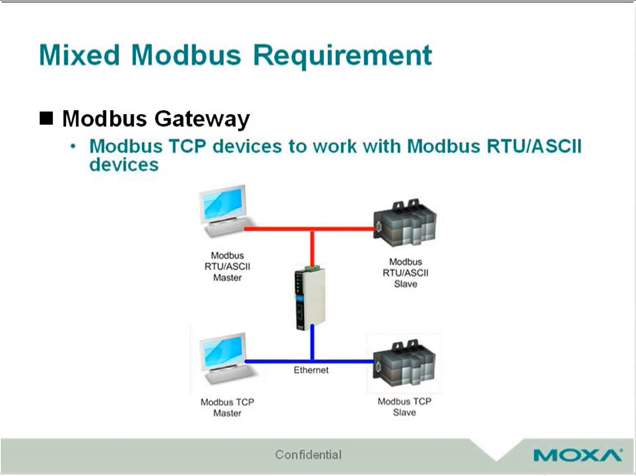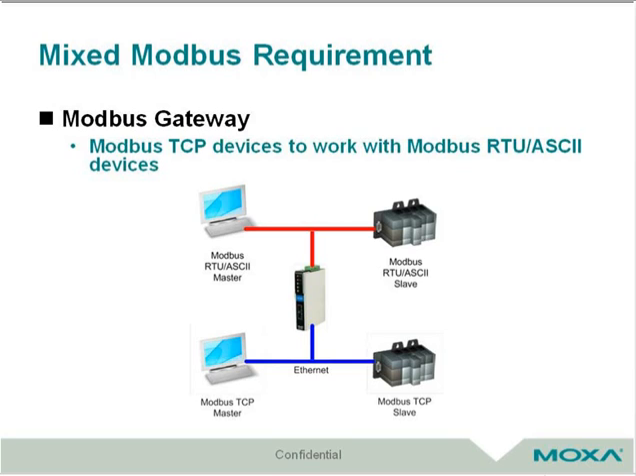After learning Modbus RTU, ASCII and Modbus TCP, do you find a problem? The message frames of Modbus RTU, ASCII and Modbus TCP are totally different. How could they communicate with each other? When you have this requirement, you will need a Modbus gateway.